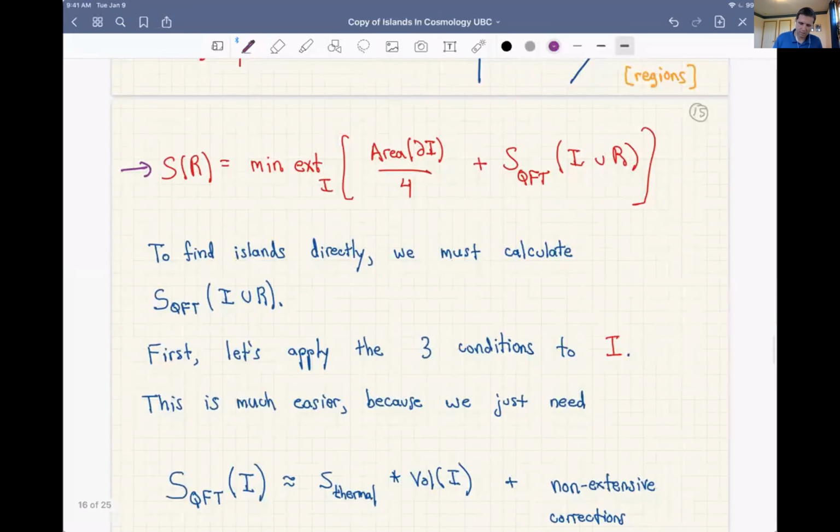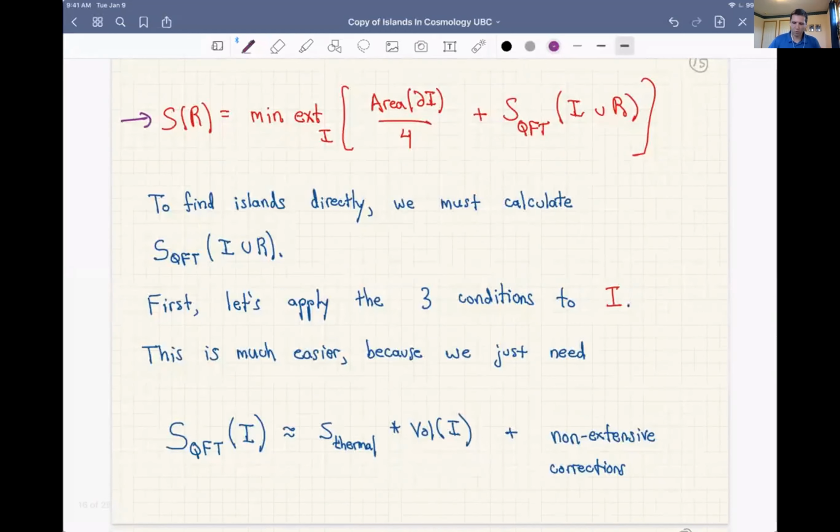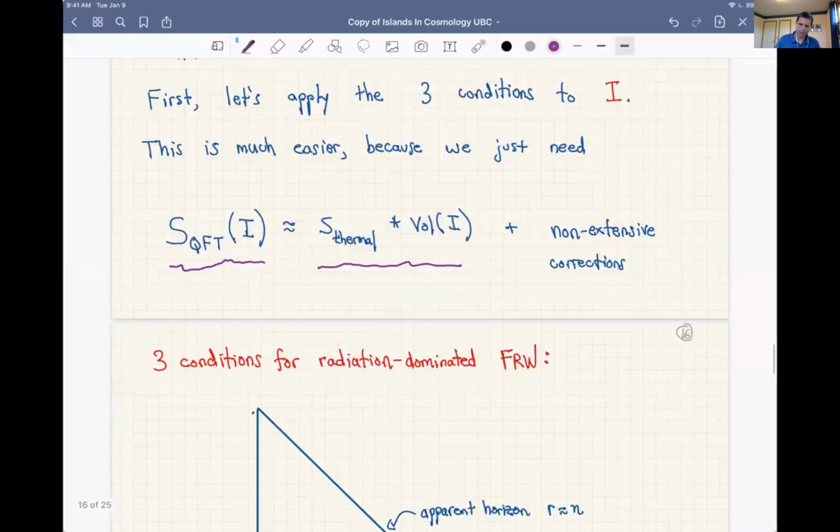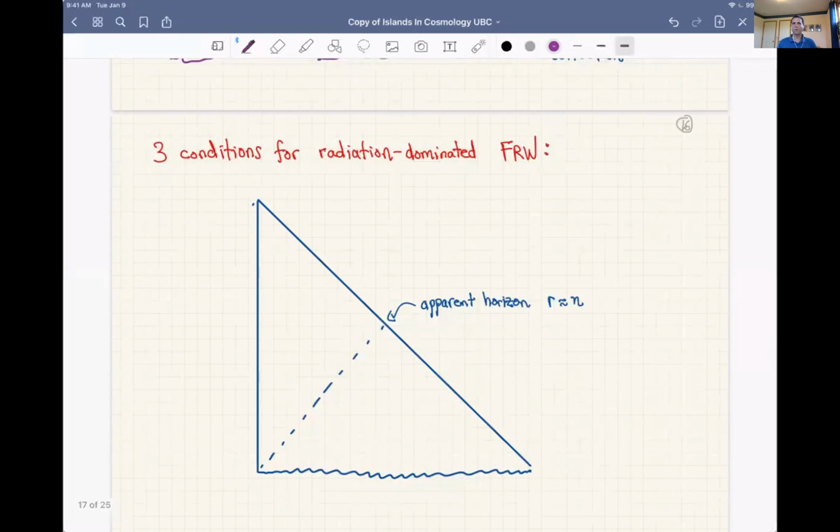This is much easier because it's easy to calculate the entropy of region I. The von Neumann entropy of region I, S_QFT of I, is dominated by the thermal entropy. Remember that once we reduce the state into FRW, we just have a thermal state. We're just calculating the entropy of a thermal state. So that's easy. We don't need any fancy entanglement entropy technology in order to calculate that. That's just some basic cosmology formulas. And now we can apply the three conditions for radiation-dominated FRW. I won't go through the calculations. I think I've given you all the ingredients. It's easy to calculate the area. It's easy to calculate the thermal entropy, which is the largest contribution of the entanglement entropy. Then you just check when the inequalities are satisfied.